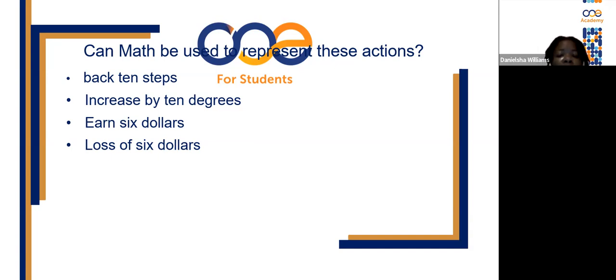And what about showing an increase, or not increase, you're earning $6. How would you write that? If you earn $6, what are you doing?